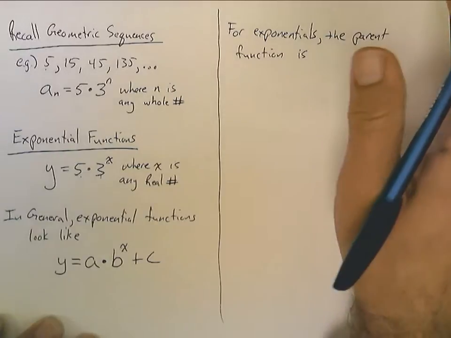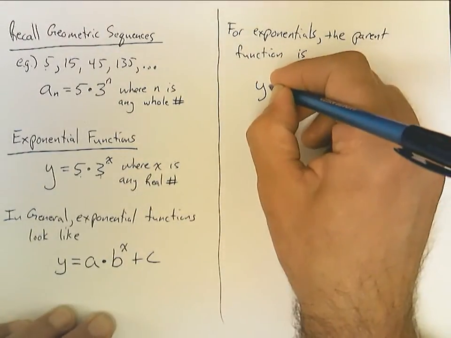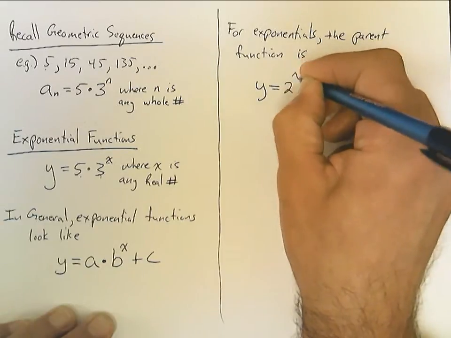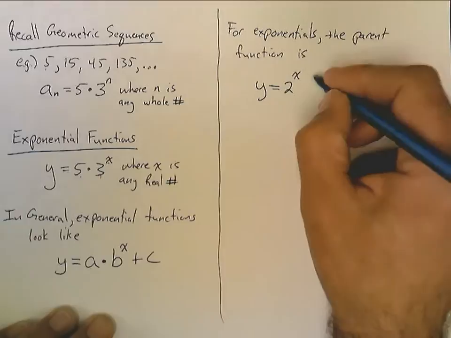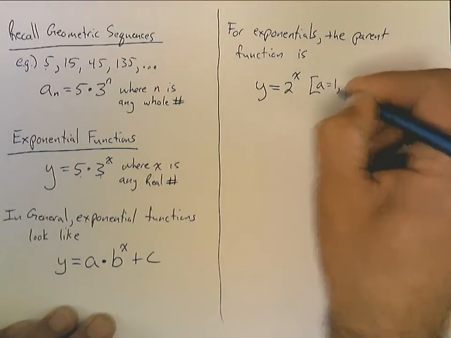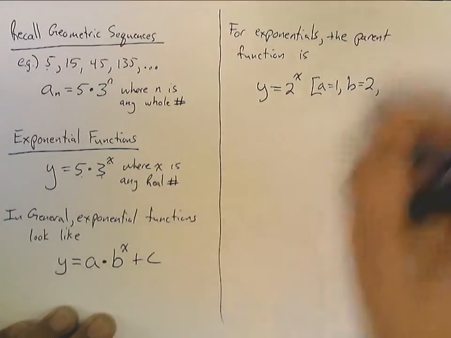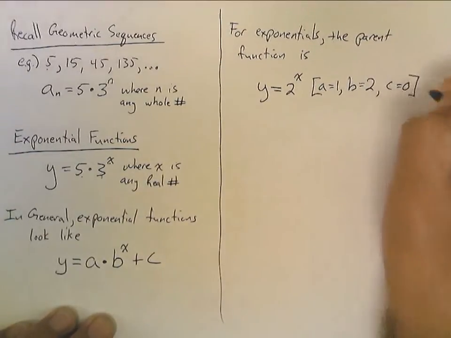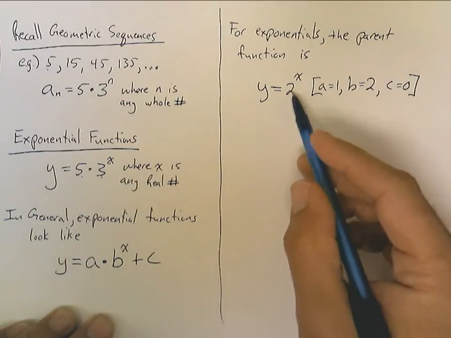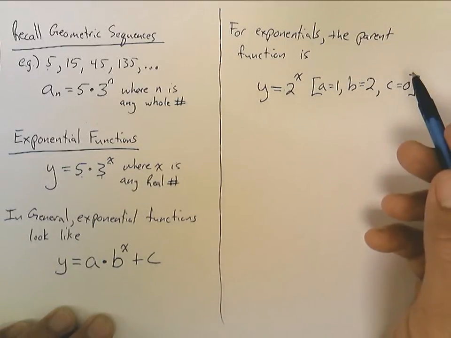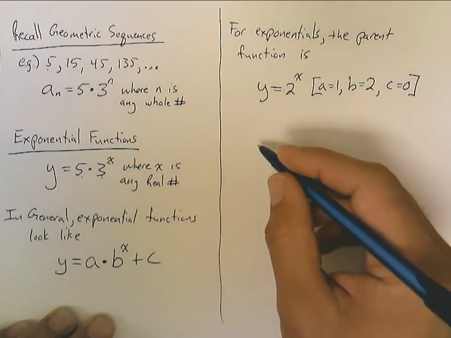is, and I'm going to lie to you for just a moment here and say that the parent function is y equals 2 to the power of x. Basically saying that this coefficient out here, a, equals 1, the base of the exponential is 2, and what we're adding on is going to be 0. And for our purposes, this will work. It's not really the case, because you can let the base be anything you want, really, well, except for a negative. And we'll talk about why in a while.